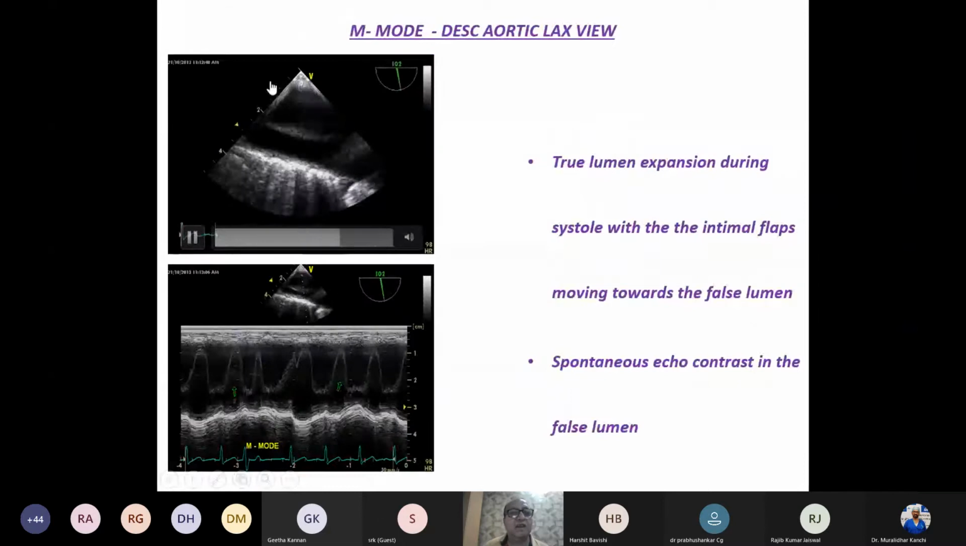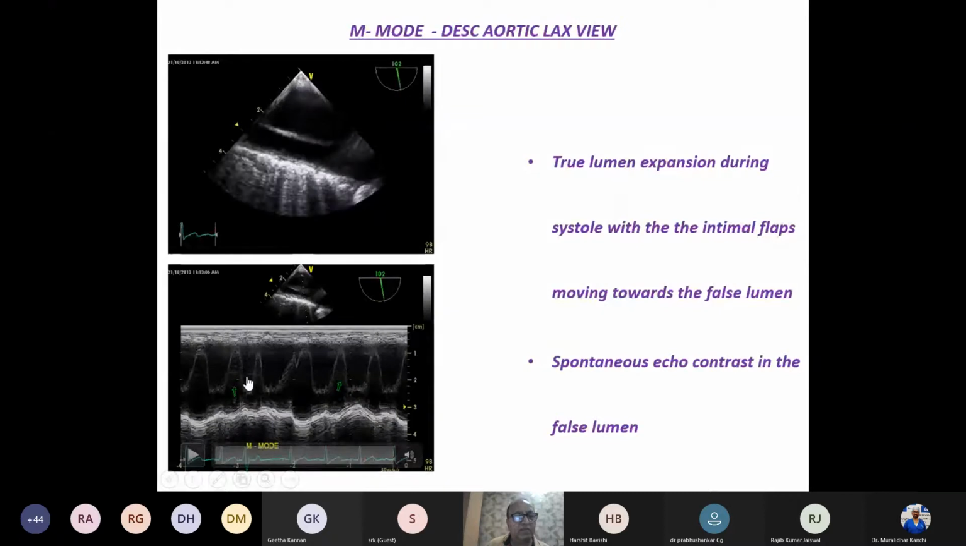Now, like I said, if you go to the descending aortic long axis view and put an M mode across, you'll see there is a forward displacement of the intimal flap. You can make out the area below this is the true lumen, and the forward movement of the flap is toward the false lumen. The arrow indicates the true lumen, and opposite to that is the false lumen. That means because of the forward flow in the true lumen, the intimal flap moves towards the false lumen.